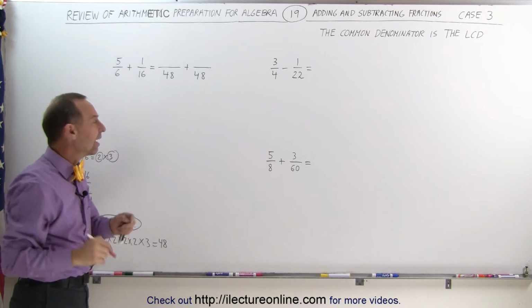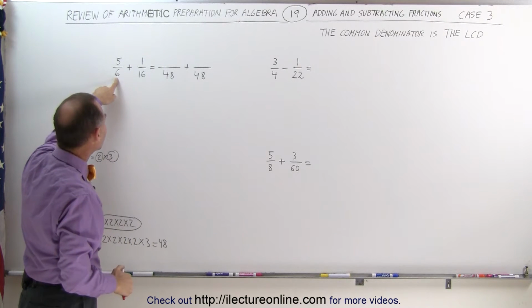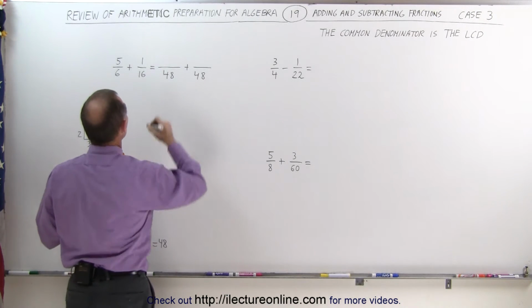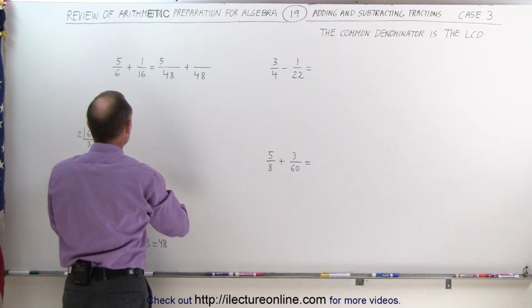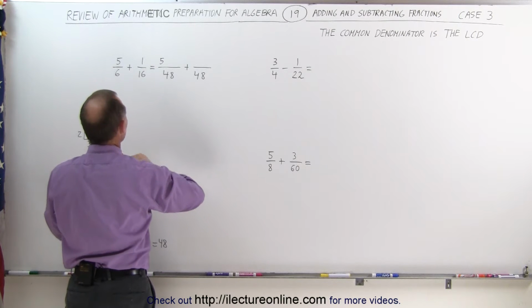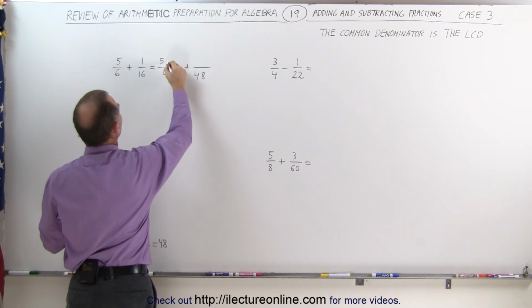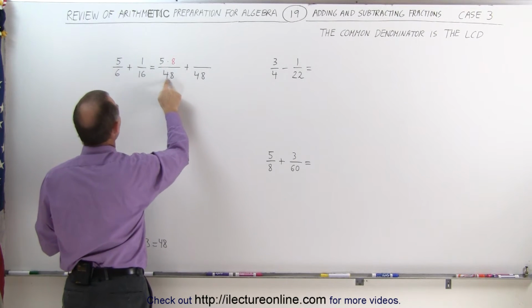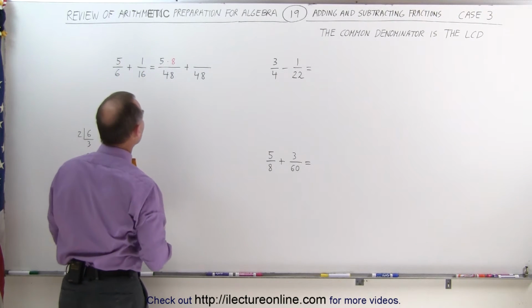That means since I had to multiply the denominator times 8 to get 48, I have to do exactly the same to the numerator. I need to take the numerator 5 and also multiply that numerator times 8. I multiply 6 times 8 to get 48. I must also multiply 5 times 8 to get 40.